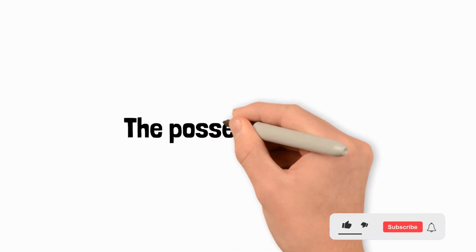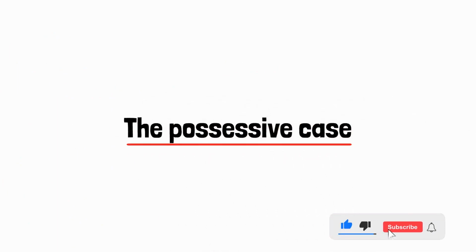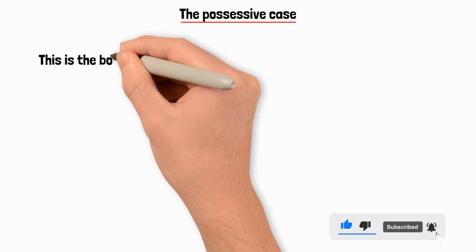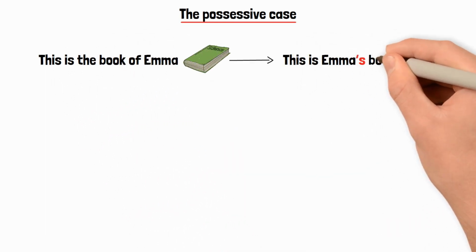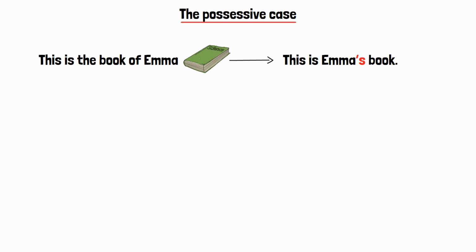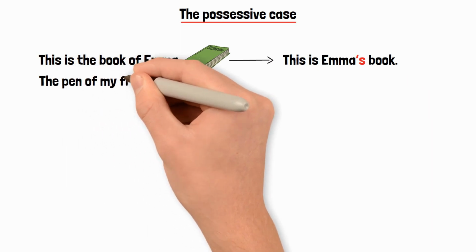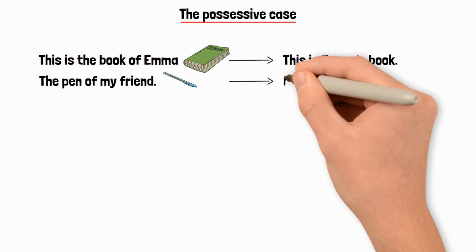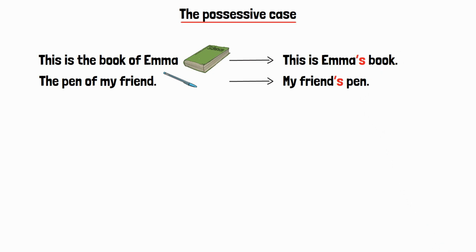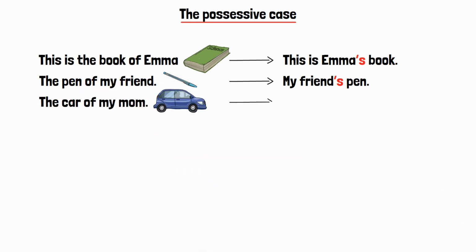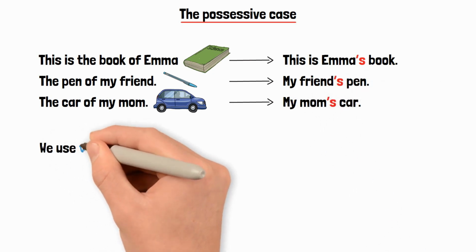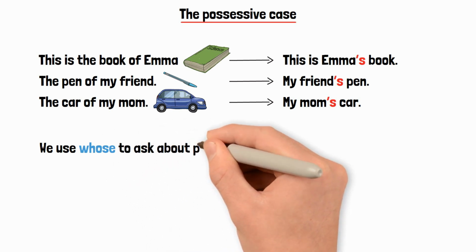Now the possessive case. Instead of saying, this is the book of Emma, we say, this is Emma's book. Let's do the following ones together. The pen of my friend. My friend's pen. Excellent. The car of my mom. My mom's car. We use whose to ask about possession.